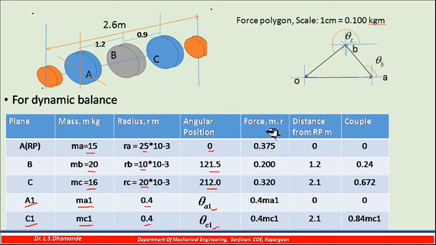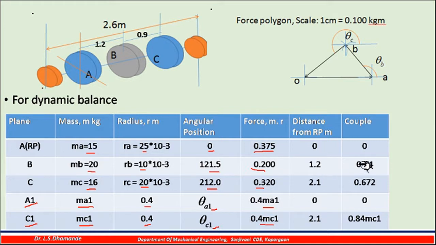So now if I draw the force column, it is just the multiplication of M into R, as you have done in the last slide: 0.375, this is second 0.2, this is 0.32 kilogram meter is the force. Now if I multiply this and this, here I will get one unknown MA1, and for this other one I will get MC1. So it is 0.4 into MC1 and 0.4 into MA1. Now there are two unknowns here, so definitely we cannot draw the force diagram with two unknowns.